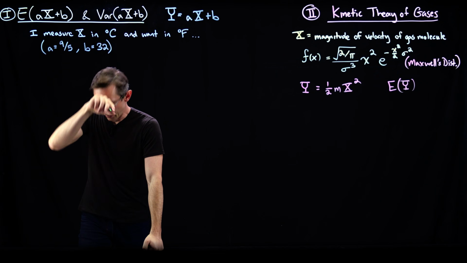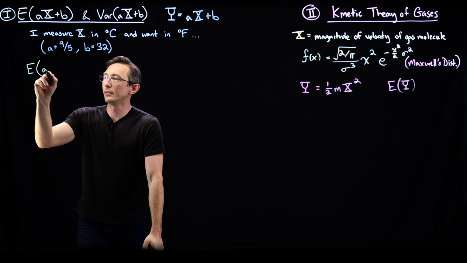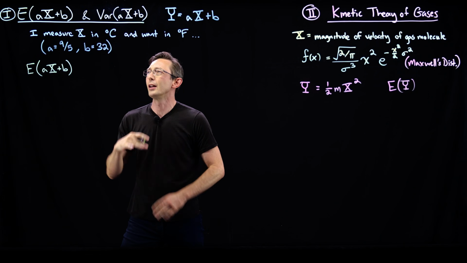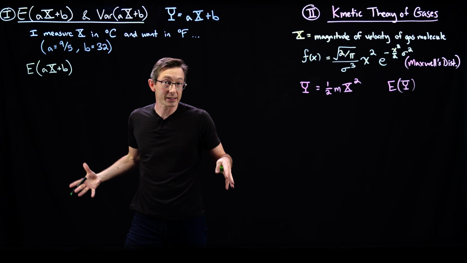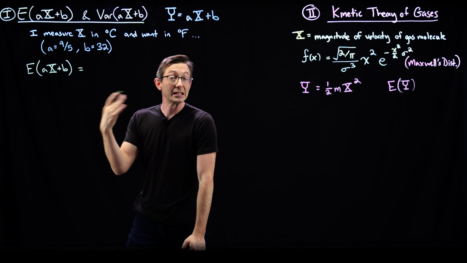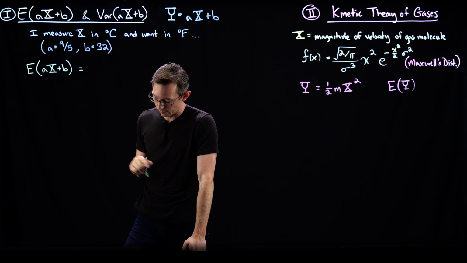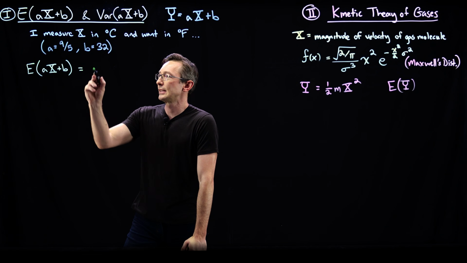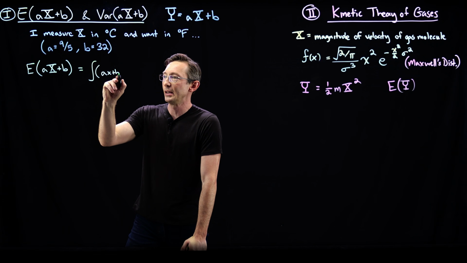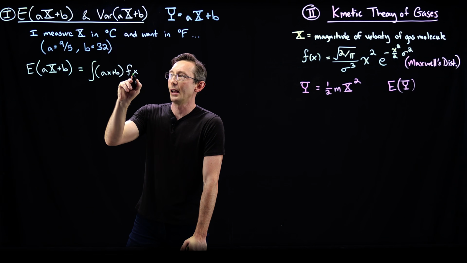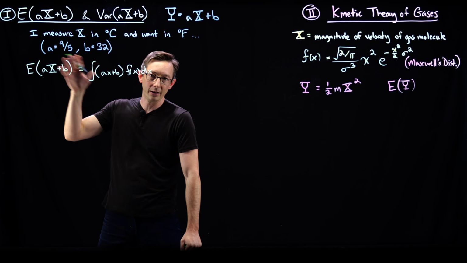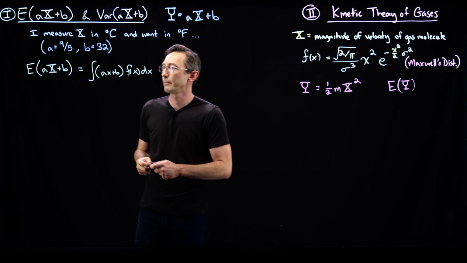So let's try it. So the expected value of ax plus b, I'm actually going to write this whole thing out. I'm going to assume x is a continuous random variable, like maybe it's Gaussian distributed or normal distributed. So I'm going to use the continuous form, but you could do this for discrete just as well. Okay, so this is the integral of ax plus b times f of x dx. And we're integrating over all of the domain of x from -infinity to infinity, if you like.